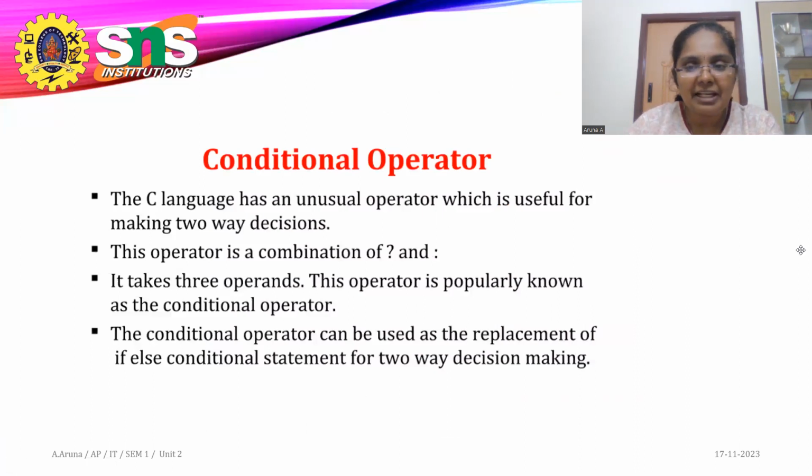The final thing is the conditional operator. The conditional operator is an alternative to the if statement. We use the conditional operator when we want to make a two-way decision. In the C language, we have to use two operators. One is a question mark, another one is a colon. It takes three operands. The operator is popularly known as the conditional operator. The conditional operator can be used as a replacement for the if-else statement.